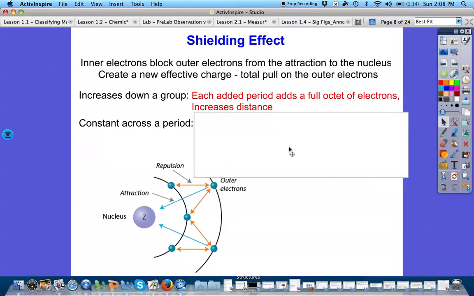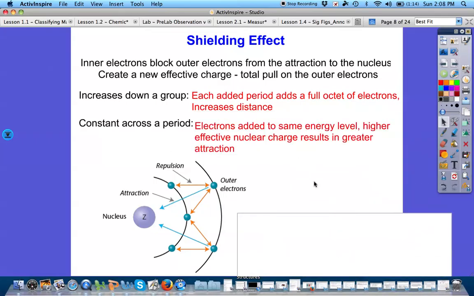Shielding effect is constant as you go across a period because the electrons are added at the same energy level, but the nuclear charge is increasing because the atomic number is increasing, which means that those valence electrons are going to have a greater attraction to the nucleus. So the shielding effect remains constant as you go across a period.